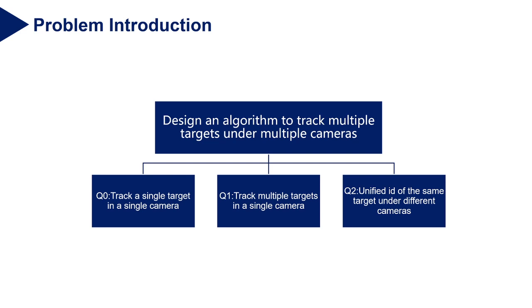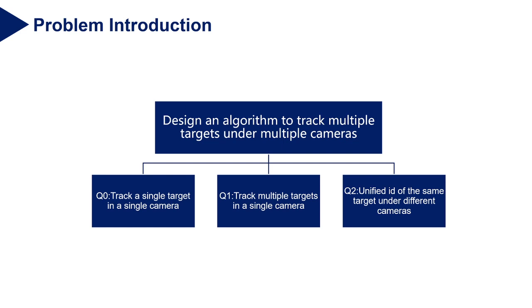Question number 1 is tracking multiple targets in a single camera. So we have more than one target. How do we do the tracking instead of single-target tracking? We need to do one more thing additionally, which is data association. Normally we use methods such as the Hungarian algorithm to sort out this data association.